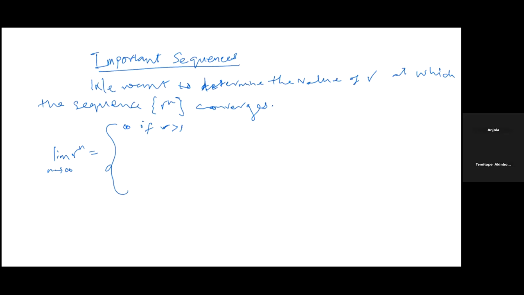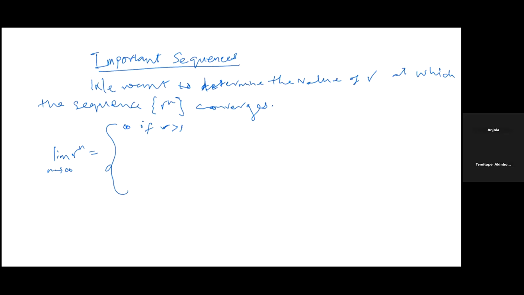Do 3 raised to power 10. 59,049. Now do 4 raised to power 10. That's 1,048,576. So you can see that as R is increasing, the value of R raised to power n is increasing. So that's the meaning of tending to infinity. Hope that is clear.